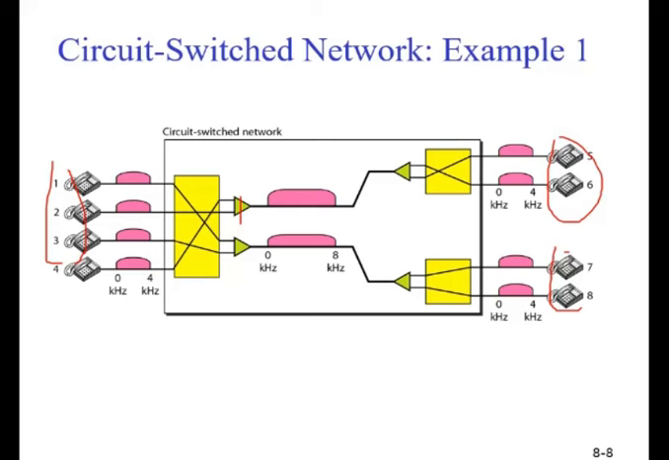Each link connects a maximum of 2 voice channels. So we can connect only 2 voice channels here and only 2 voice channels here. The bandwidth of each link is 8 kilohertz. We know that voice needs 4 kilohertz. So we can send 2 channels of voice, voice 1 here and voice 2 here. We can divide it into 4 and 4. That means 2 voice channels can pass through.